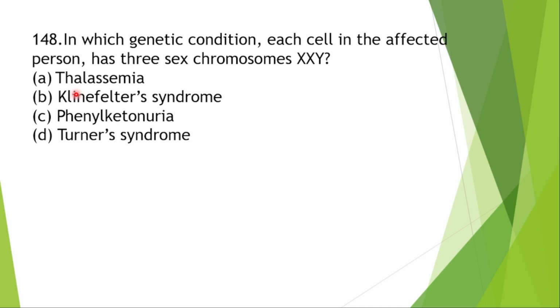148. In which genetic condition does each cell in the affected person have 3 sex chromosomes, XXY? A, Thalassemia. No. B, Klinefelter syndrome. Yes, it occurs when a male is born with an extra copy of the X chromosome. Phenylketonuria and Turner syndrome. So here the right option is option B.